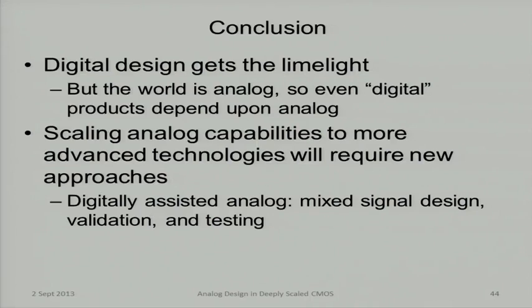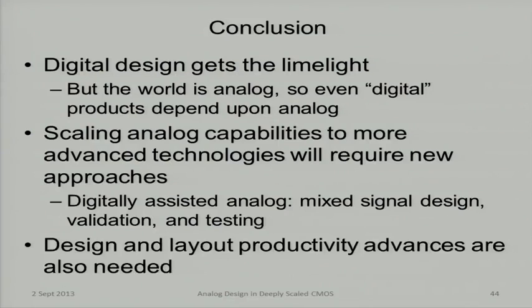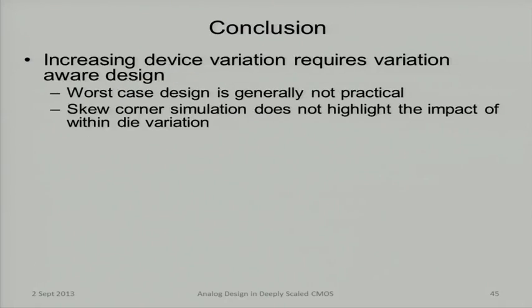Scaling analog capabilities, not necessarily analog circuits, but analog capabilities is going to be critical to enabling new technologies to continue to be useful. And this really means more use of digital to deliver those same analog capabilities. And then design and analog productivity, layout productivity, improvements are needed. And then variation. Increasing device variation really requires device variation-aware design. Worst-case design, just not practical. Doing worst-case design these days, you're going to end up with something that is just so gold-plated, so bulletproof, that your competitor will eat your lunch. You won't be able to afford to build it.